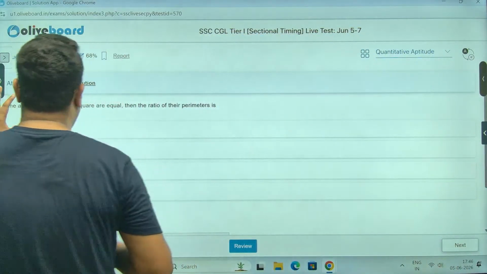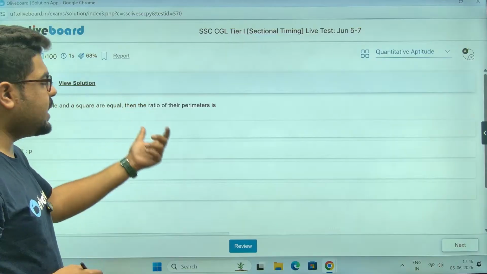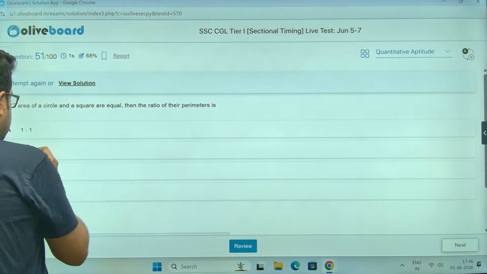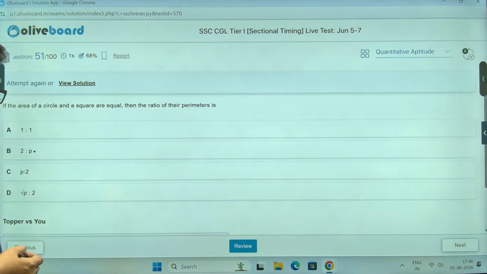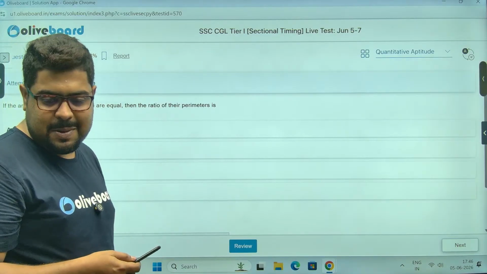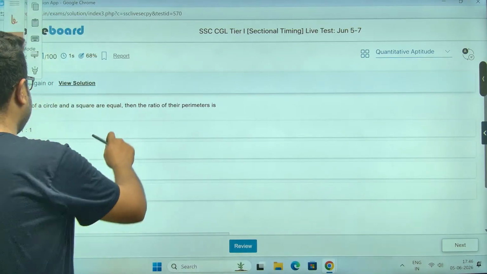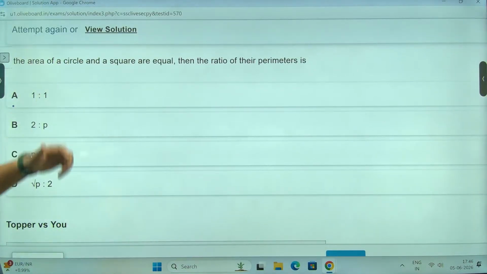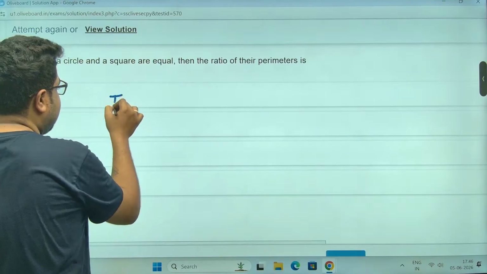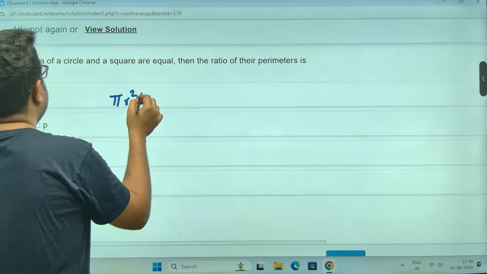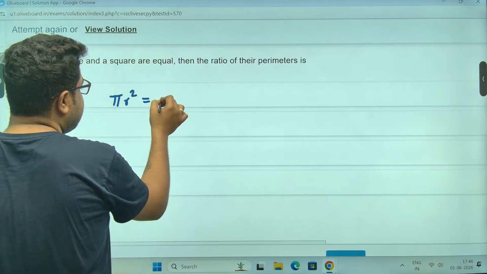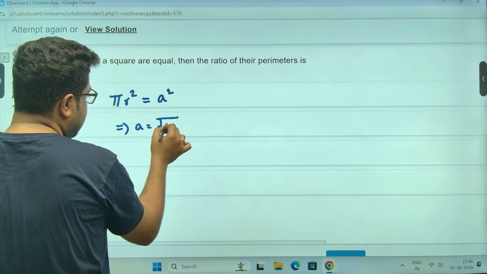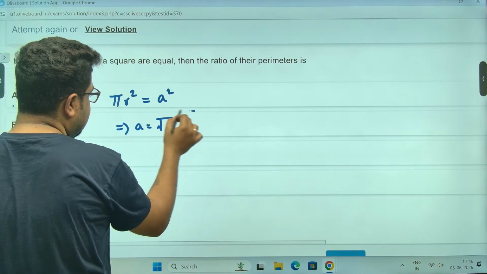If the area of a circle and a square are equal, what is the ratio of their perimeters? P most probably stands for pi. Looking at the question, please understand, I guess that is what they have given. Circle area is pi r square, and the area of a square is equal, meaning a square. So a will be root pi into r.